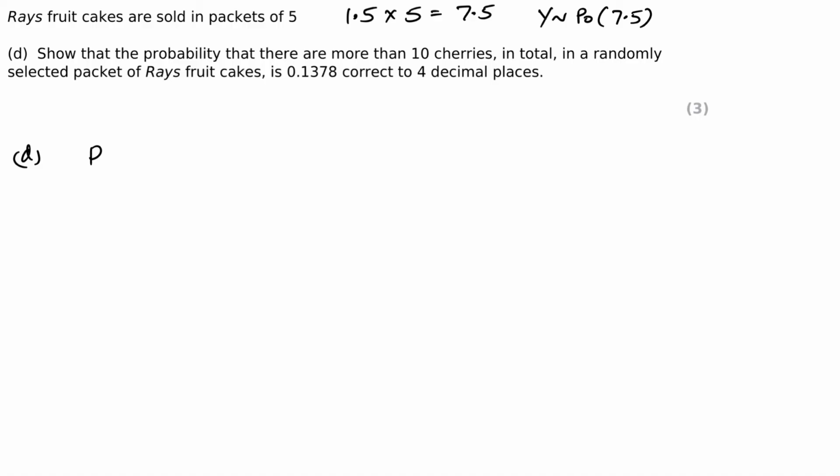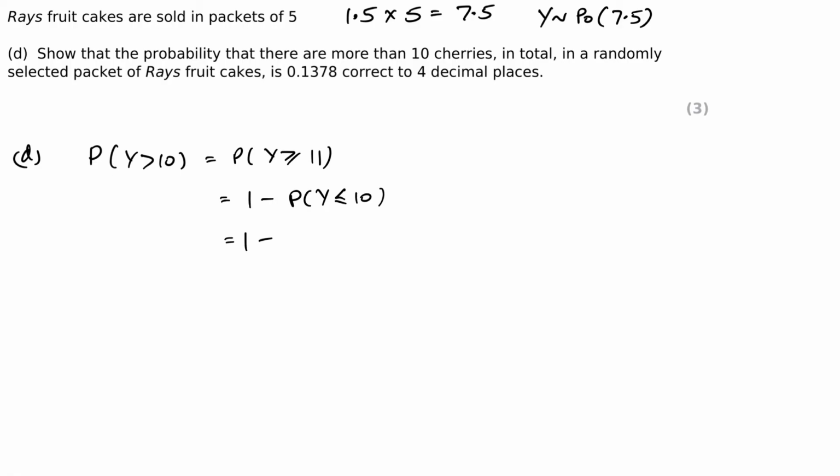Now we've got here, show that the probability there are more than 10. So y is greater than 10. So this is y is greater than or equal to 11. Remember, always make it so that your inequality has that equals in it. So that means it's 1 minus the probability that, sorry, I almost drew an X there, y is less than or equal to 10.